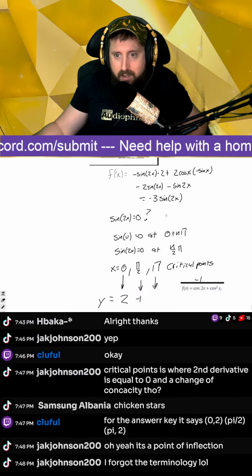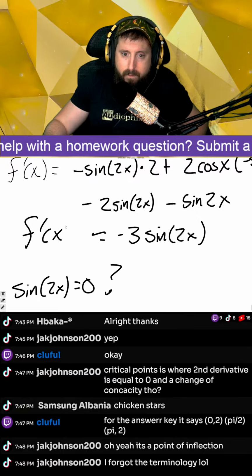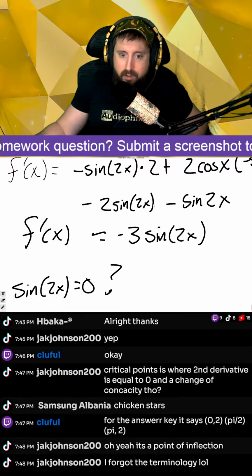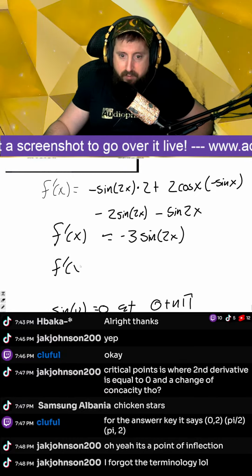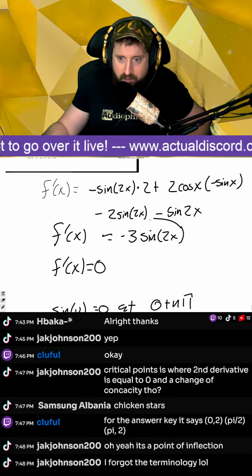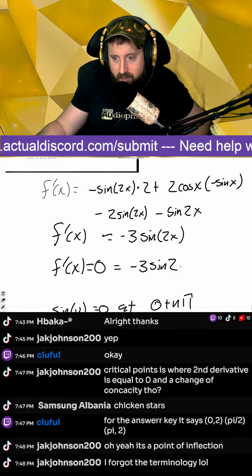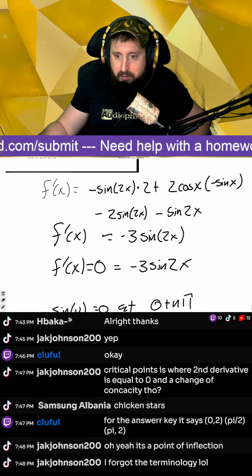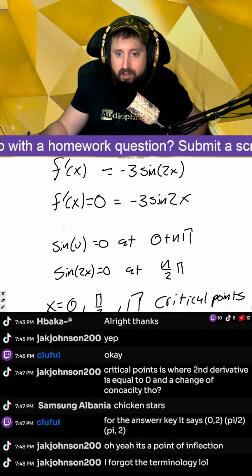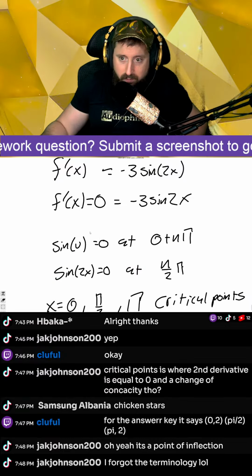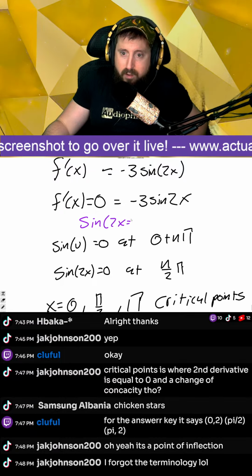The way I did that is I got this for my derivative. I said the derivative is equal to this, and then set f prime of x equal to 0. So negative 3 sine of 2x has to be equal to 0. I don't really care about the 3, I can get rid of that. That tells me that sine of 2x has to be equal to 0.